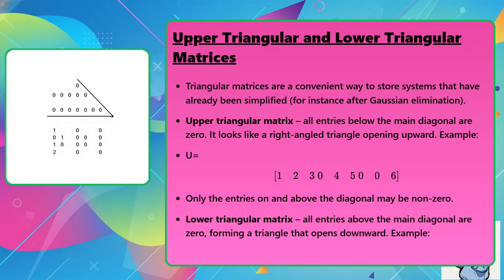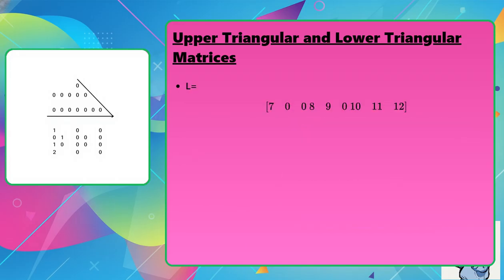Lower triangular matrix: all entries above the main diagonal are 0, forming a triangle that opens downward. Example: L equals a matrix with rows: first row 7, 0, 0; second row 8, 9, 0; third row 10, 11, 12.